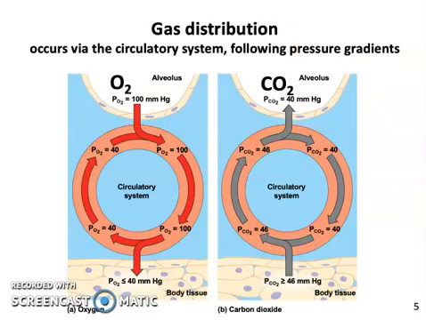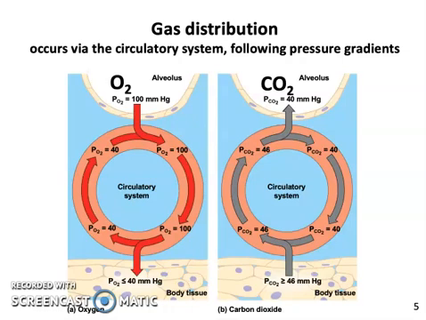The circulatory system distributes gases between the lungs and the tissues of the body. In this diagram, lungs are at the top, the circulatory system is in the middle, and the tissues of the body are at the bottom. The gases move between these different compartments by diffusion. The gas molecules are always going to be moving from areas of higher concentration to areas of lower concentration. We measure the concentration of gases in units of partial pressure.